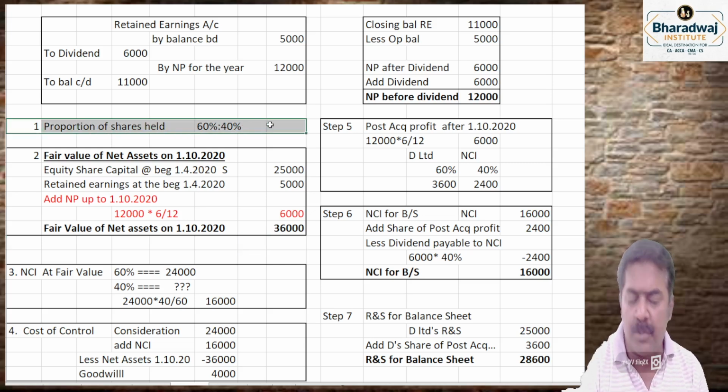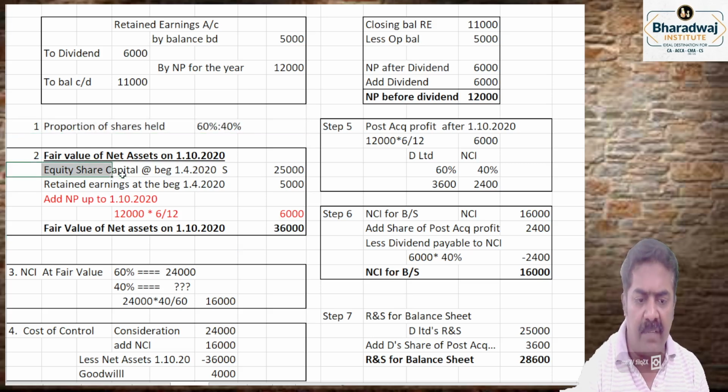Any doubt in proportion? Any doubt in fair value of net assets? At the beginning of the year, net worth, add net profit for 6 months, it will give us fair value of net assets. NCA, at fair value we work out. Cost of control: consideration plus NCA minus net assets on 1/10/2020. We get goodwill.